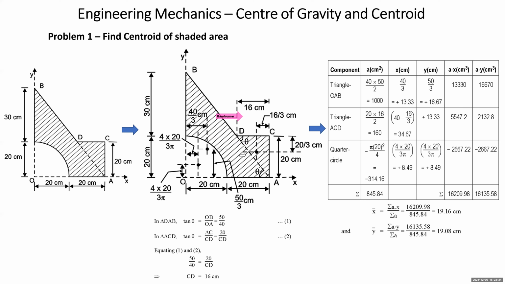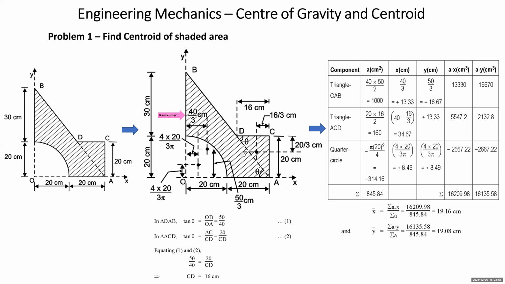Now we'll mark centroid of each component. Now let's come to bigger triangle OAB. With respect to this base, height is 50, so centroid will be at 50 by 3. Can you see that? This is 50 by 3. With respect to this base OB, height is 40, so centroid will be at 40 by 3. This distance is 40 by 3.